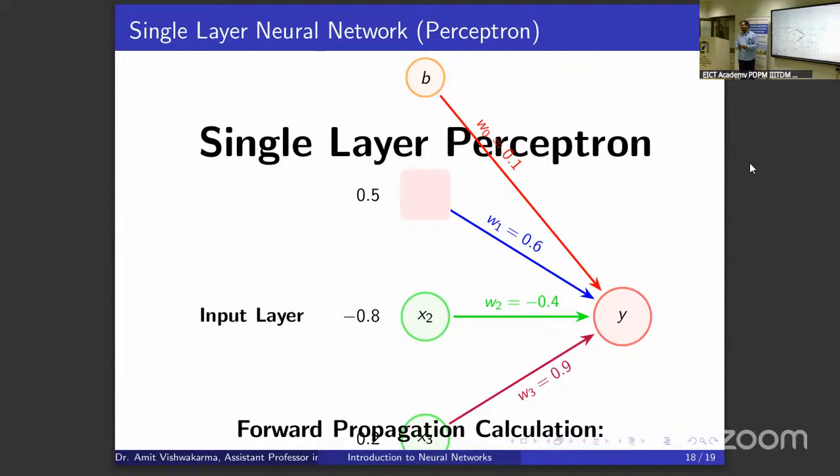Any other doubt? Neural network training is the optimization, the optimization of the weights and biases. That is actually the neural network. Neural network optimization is optimization of the weights and bias parameters.